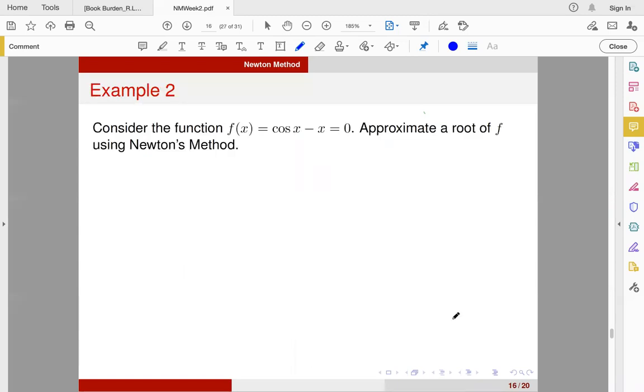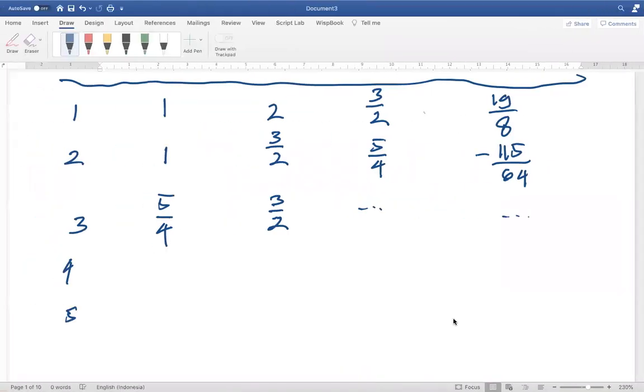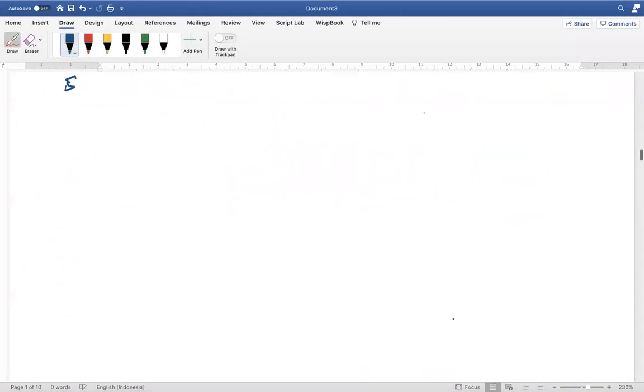Okay, let's see the example. Consider the function f(x) = cos x minus x equals 0. Approximate a root of f using Newton method. Okay, let's go to the notes. Okay, now we have here Newton method.